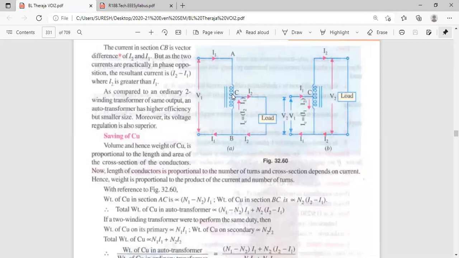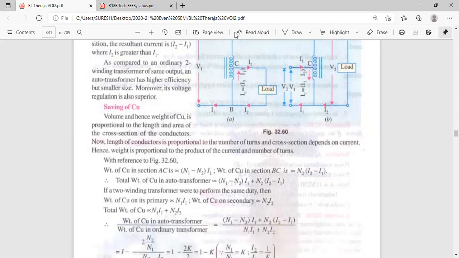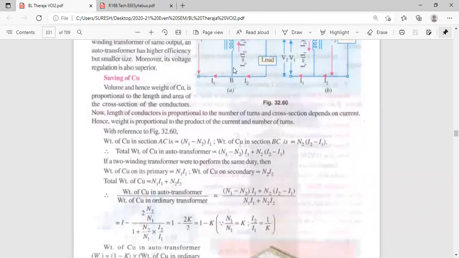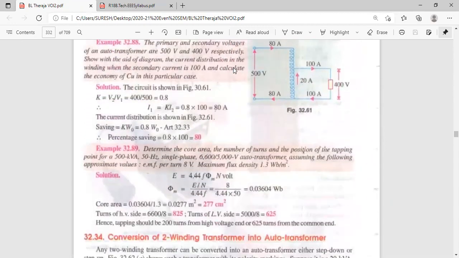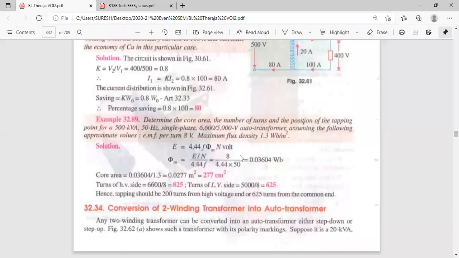So the tapping is taken at 200, point C. Your point C is 200. That is the tapping. If you are having doubt in this problem, you can ask me.